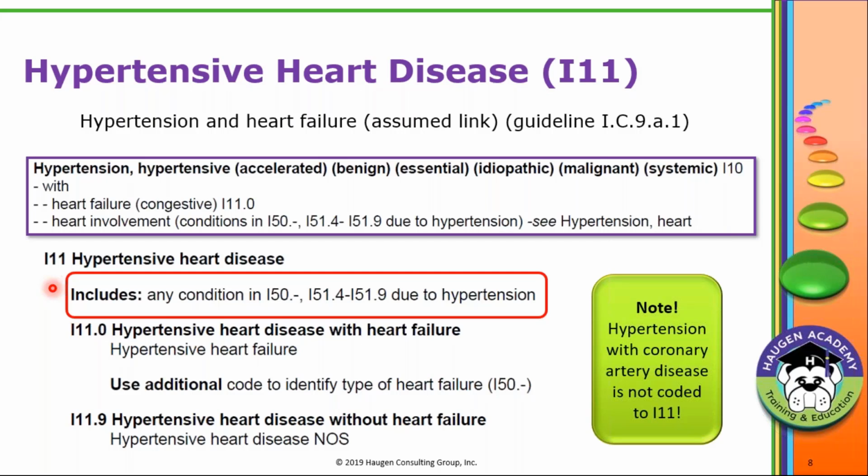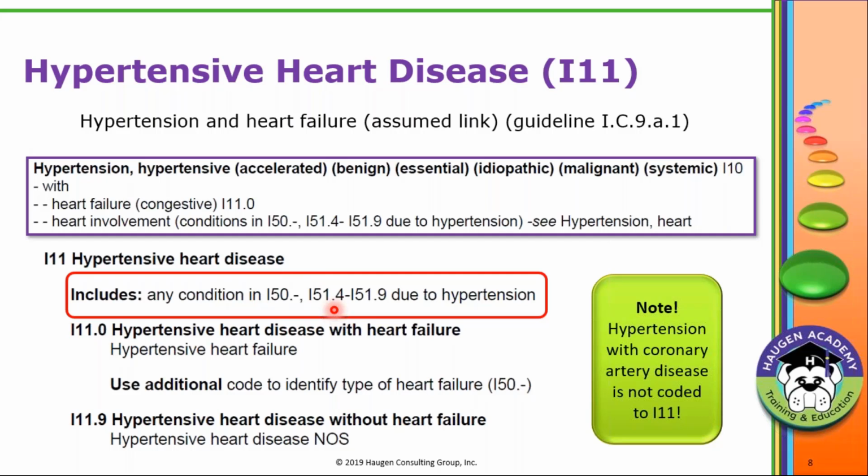And that is a note that tells you that this includes any condition in category I-50, those are your heart failures, as well as I-51.4 to I-51.9 due to hypertension. So if you have coded hypertension and then you have another code that's classifiable to one of these codes, then you should be using a combination I-11 code instead of coding them separately.